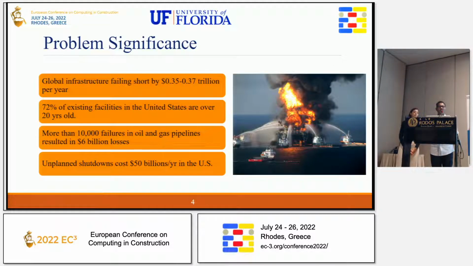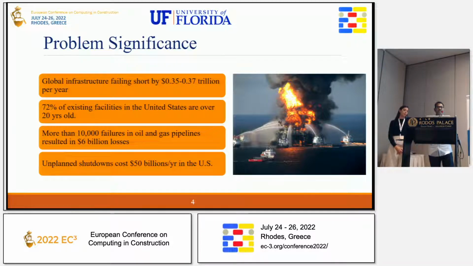As we can see in the image, there has been a disaster in the oil and gas industry, and this is a very serious issue worldwide. If we look at the statistics, we can see that there has been a global infrastructure fall of 0.35 to 0.37 trillion dollars per year, and 72% of the existing facilities are more than 20 years old.